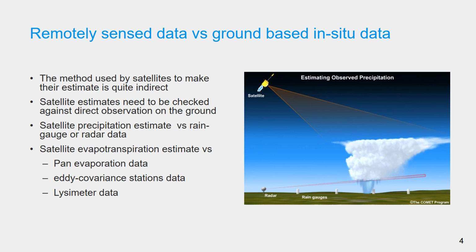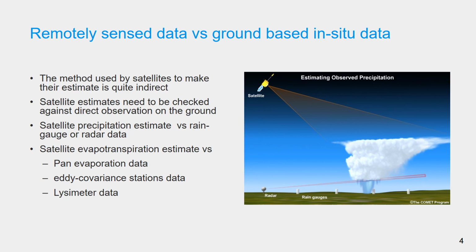The methods used by satellites and radars to make their estimates are quite indirect. Ground-based radar sends out pulses of microwave energy in narrow beams that can scan in a circular pattern. When the microwave pulse encounters precipitation particles in the atmosphere, the energy is scattered in all directions, sending some energy back to the radar. These measurements are then used to estimate precipitation amount and intensity.